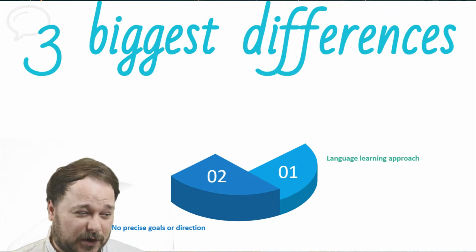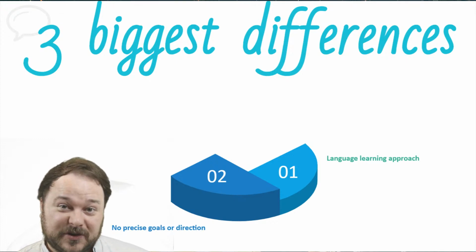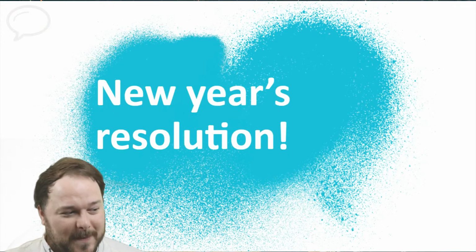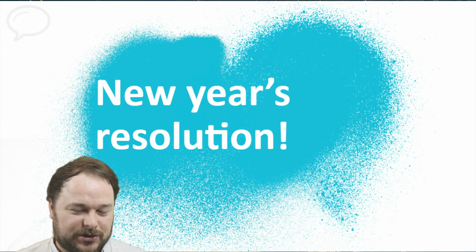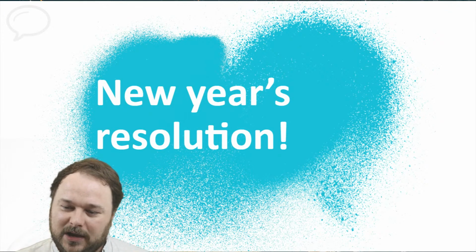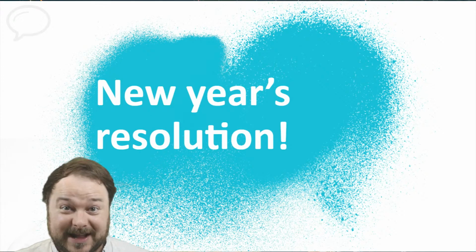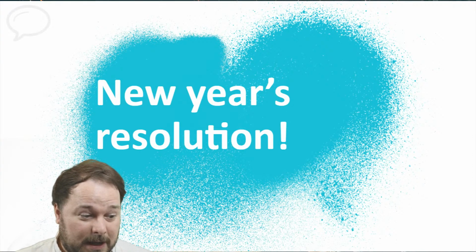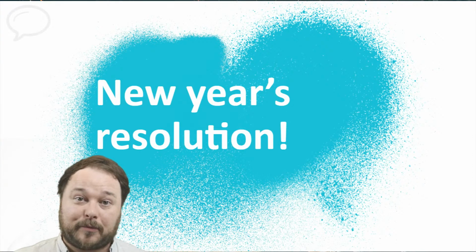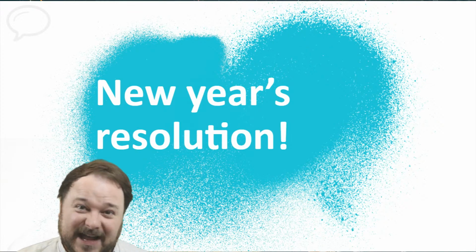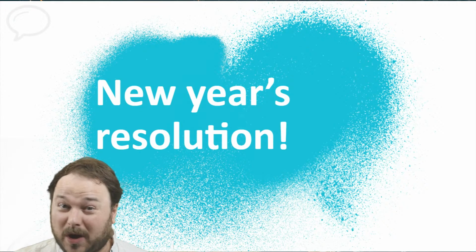All right. So the first one we talked about already was the learning approach. The second is no precise goals or directions. So this is very important because this time of year, so many people have a New Year's resolution. And unfortunately, a lot of people with resolutions that involve learning languages are much more likely to fail. And it's such a pity, but a major reason for this is they lack precision. There is no specificity. They're not defining exactly what they're aiming for in exactly what kind of timeline.